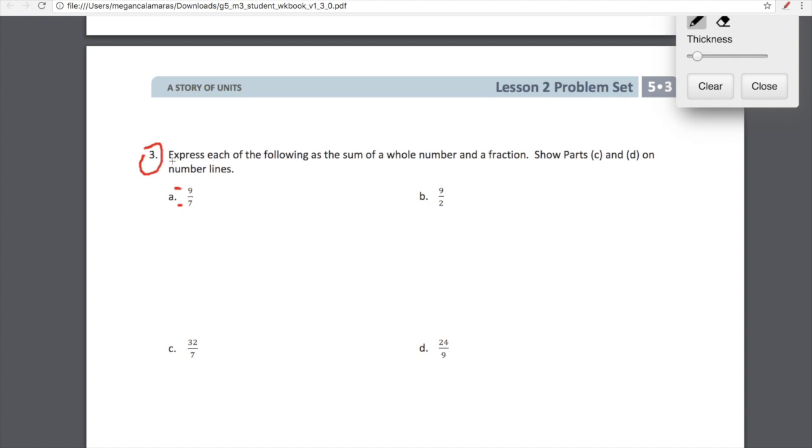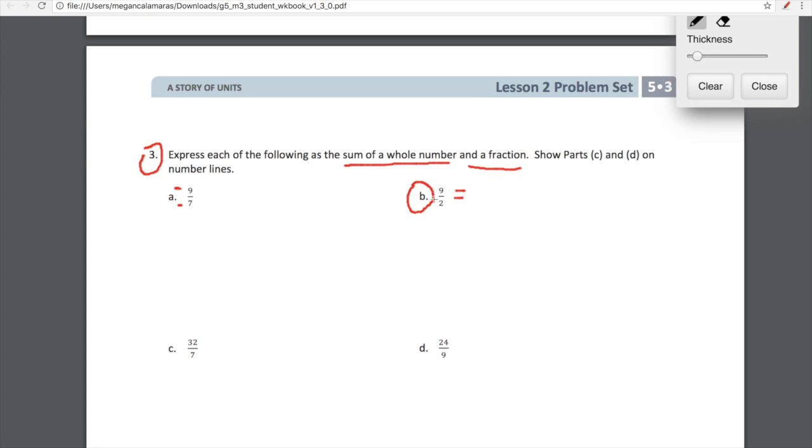So here in number 3, we're asked to express each of the following as the sum of a whole number and a fraction. We're going to be breaking apart these improper fractions into the sum of a whole number and a fraction for whatever is left over. And then show part C and D on a number line. We're going to take a look at B. So here we have 9/2.